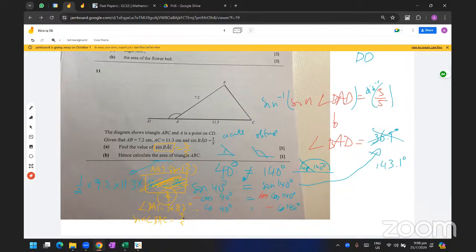Show me the calculator. Okay, not 0.6 something, something, something. It's really 3/5. Now, this is the answer. For now, that's it.